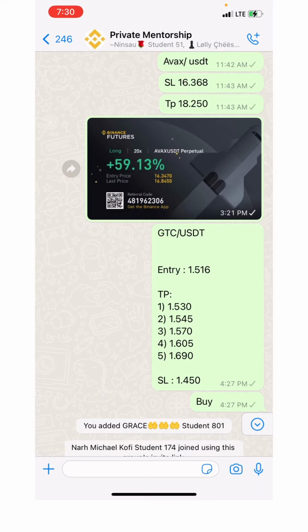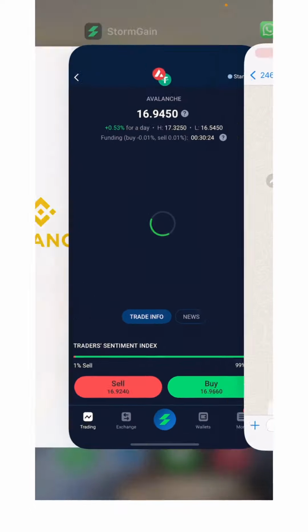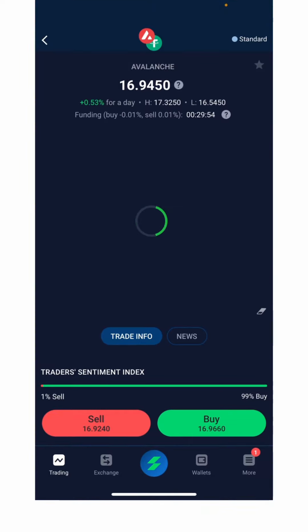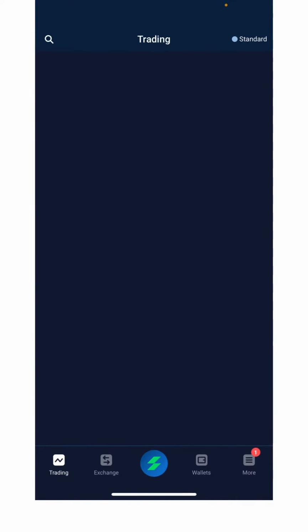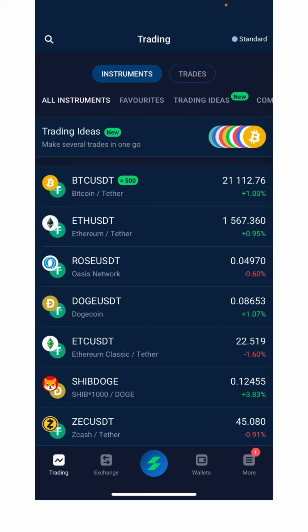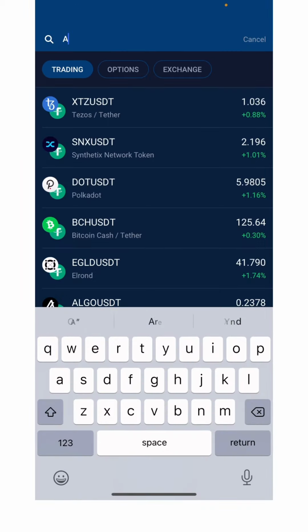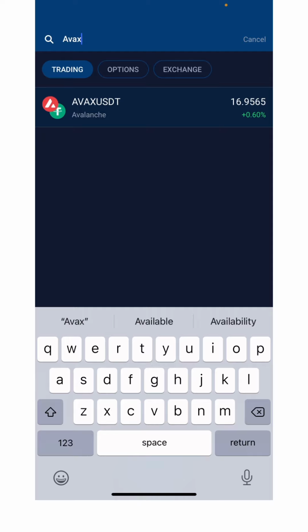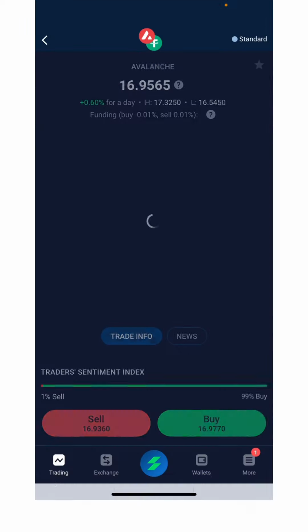So what you want to do is go back to your StormGain. If, like I said, the thing you want to trade is on StormGain, you can just click here. Then you type it in, AVAX, the cryptocurrency. If it is not on StormGain, that means you can only trade it on Binance. So you click on it here.